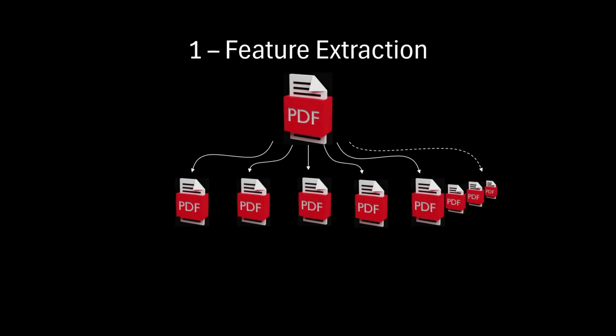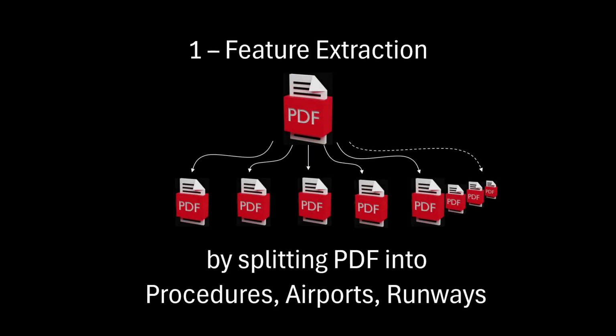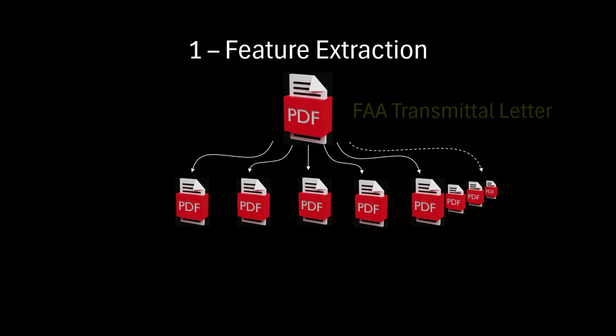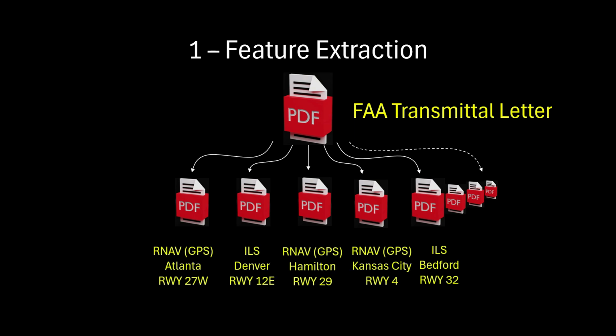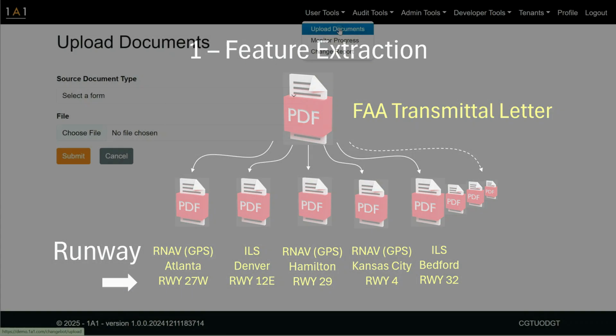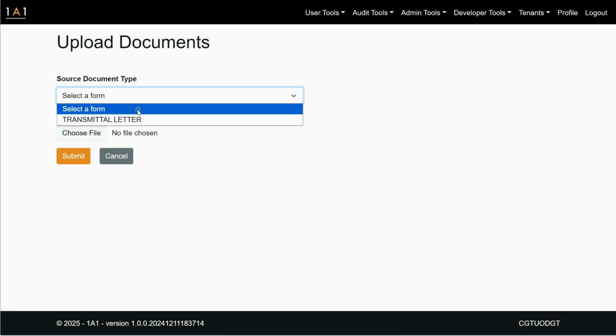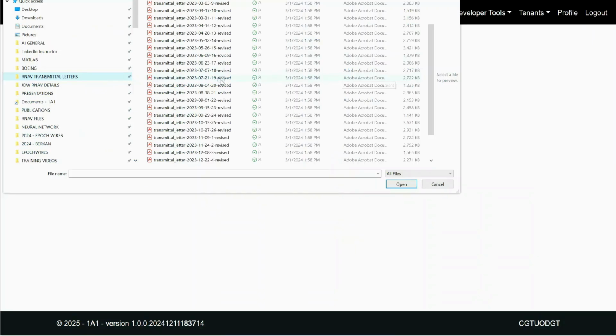Feature extraction usually involves splitting of a large document containing several features such as procedures, airports, and runways. For example, the United States Federal Aviation Administration publishes transmittal letters which contain revisions to parameters critical to procedures, airports, and runways. Let's upload an FAA transmittal file to 1A1 and start with document splitting.